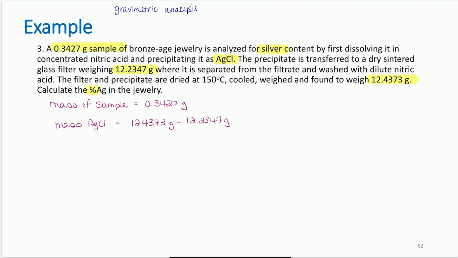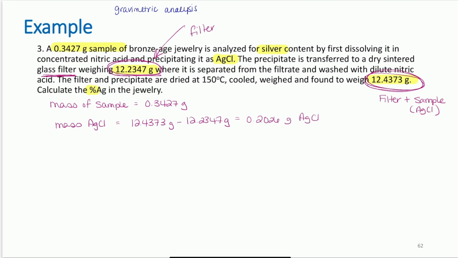Why the difference here? Because again, this 12.2347 is just your glass filter. Sorry, 12.4373 grams here, this is your filter plus sample, or your silver chloride. This here is just your filter. It's just saying dry sintered glass filter, specifying the fact that the filter itself is dried, so it's not adding water weight to your system. This equals 0.2026 grams of silver chloride that was actually isolated.